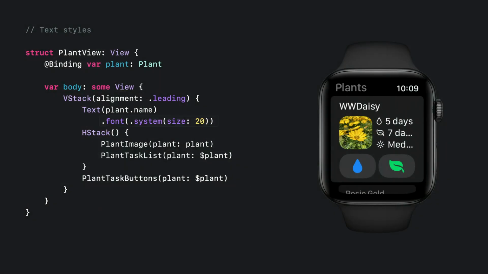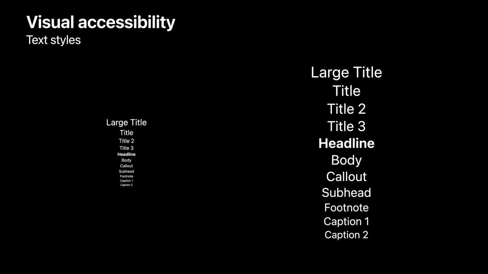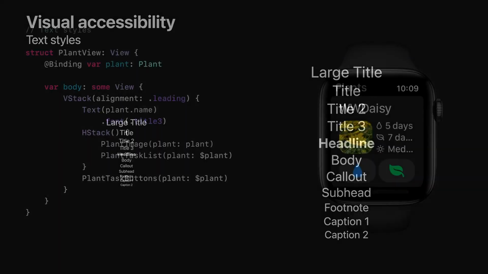If I inspect the code for my plant view, I have a VStack with the title and other content inside. Notice the font I've used for my title is using a fixed font size. That's definitely going to stop my title from changing size. Rather than using a fixed font size, I should be using one of the 11 text styles provided. The text styles on the left are displayed at the default system text size. And when scaled up to the largest text size, they grow to the size of the text styles on the right. By using a text style, the system will automatically adjust the font size with the system text size settings.